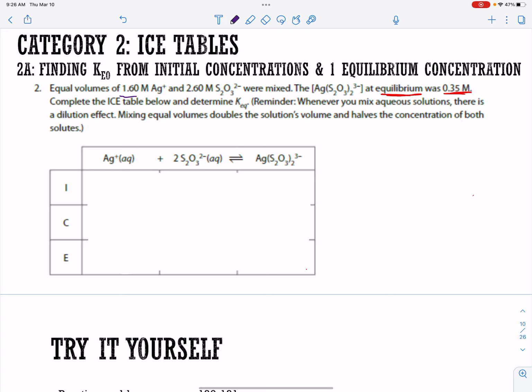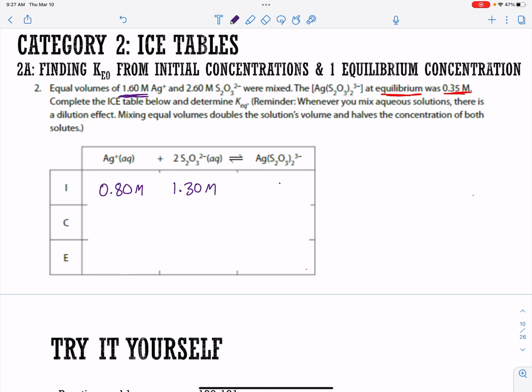But it says equal volumes of 1.60 moles per liter Ag+. If I'm doubling the volume, that initial concentration is going to be 0.8. Initial concentration, 1.3.